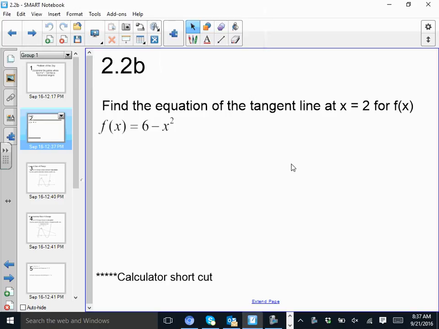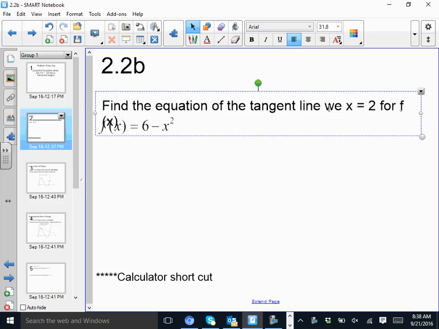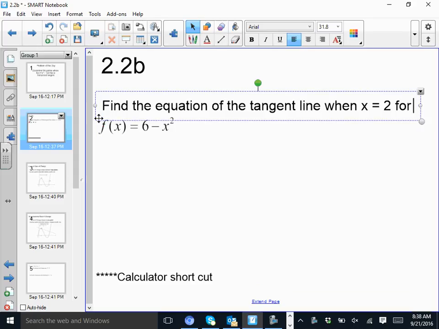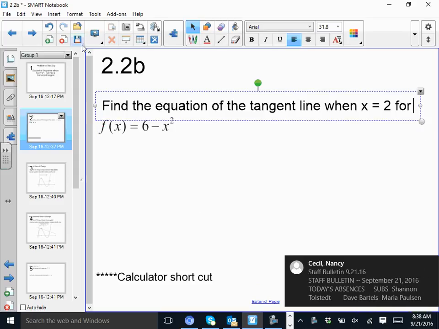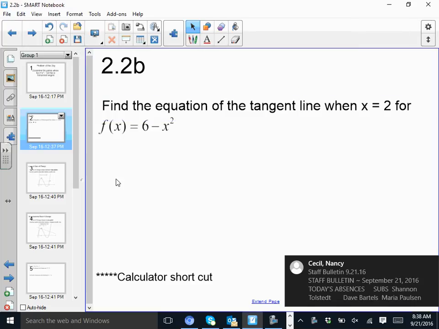Okay, so in this example up here, I want us to find the equation of the tangent line when x is 2, for f of x equals 6 minus x squared. Okay, so f of x is 6 minus x squared and x is 2.